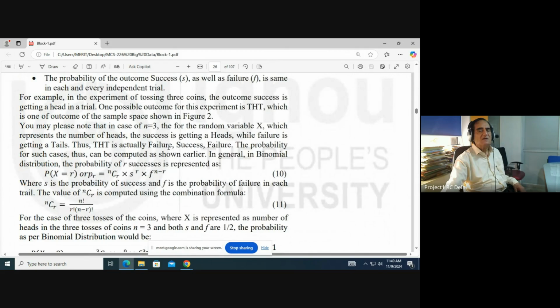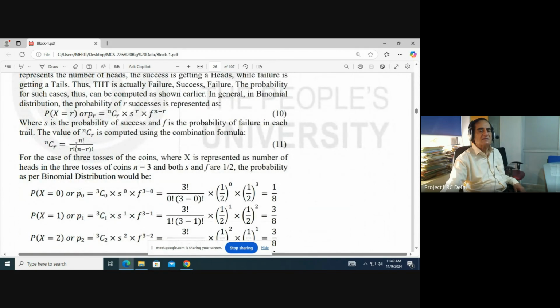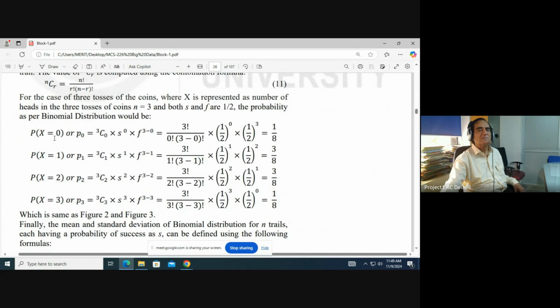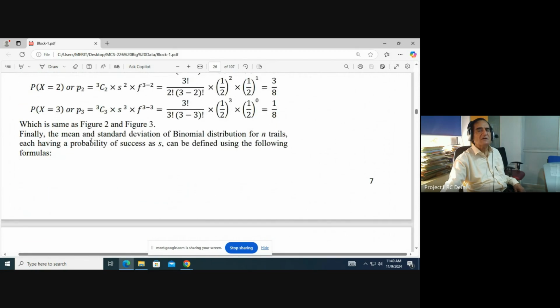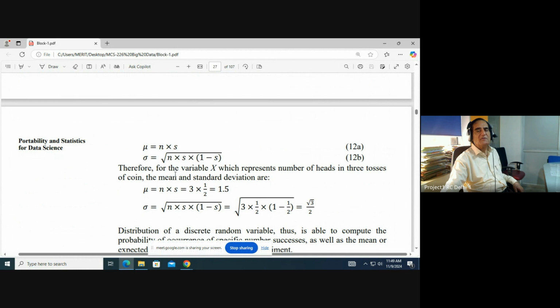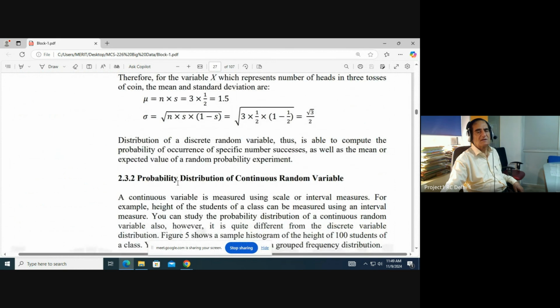So this is the final equation. This is nCr, n factorial upon r factorial into n minus r factorial. This is computed using the combination formula. So these are all the values, and finally the mean and standard deviation of binomial distribution for n trials, each having a probability of success S, can be defined using the following formula. ये फार्मूला लगा के उसको कैलकुलेट किया जा सकता है.